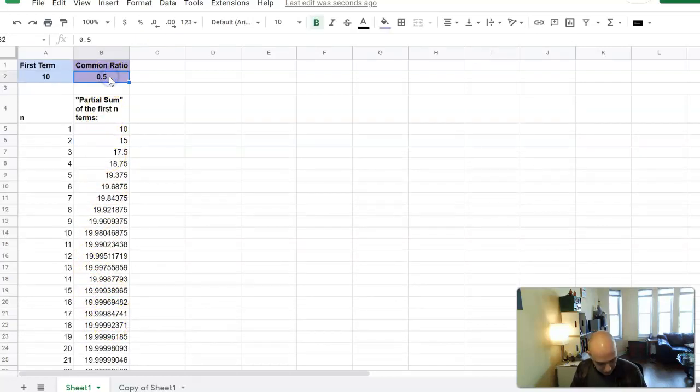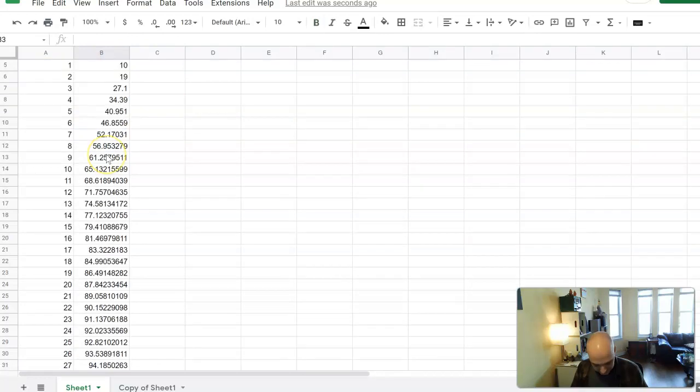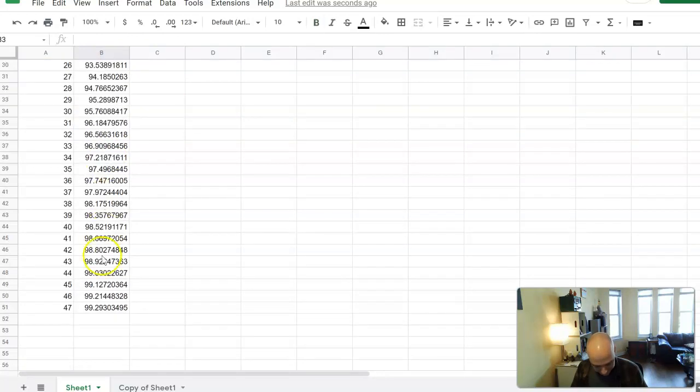Well, let's change the ratio. What if I do 0.9, right? What if I'm really close to 1? Am I going to converge? Yeah. I mean, it's going to take a little longer, but it looks like this thing is stuck under 100.